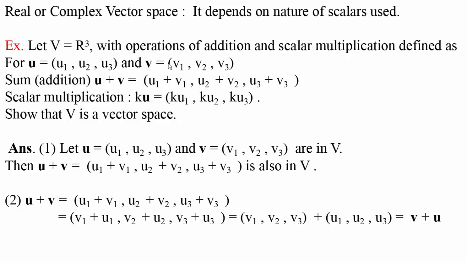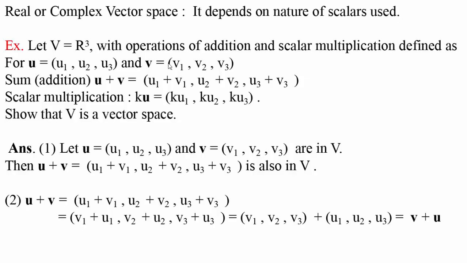First axiom is satisfied. Second axiom, u plus v equal to v plus u. We shall see u plus v equal to (u1 plus v1, u2 plus v2, u3 plus v3). But we know that in the set of real numbers, addition is commutative. That means 3 plus 5 is equal to 5 plus 3 for any real numbers. Therefore, we can write that u1 plus v1 equal to v1 plus u1. We can interchange the place of the numbers. u2 plus v2 equal to v2 plus u2 and u3 plus v3 equal to v3 plus u3.